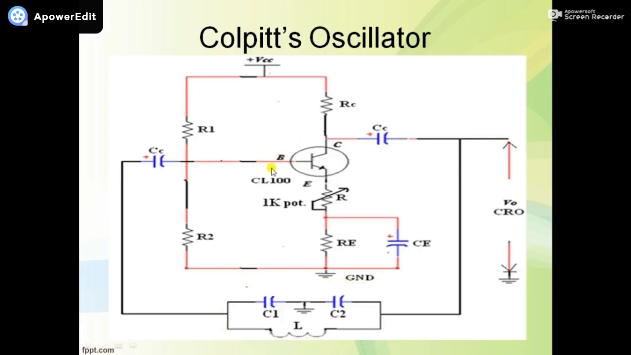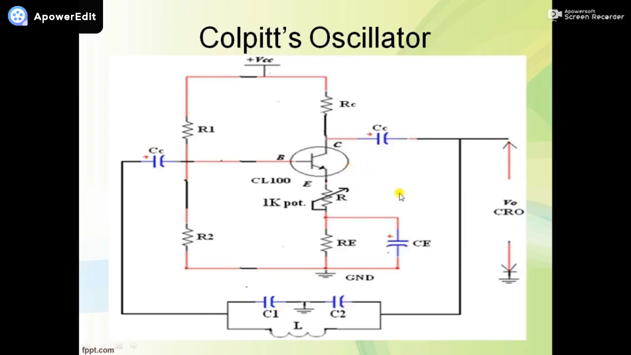According to the Barkhausen criteria, the common emitter voltage amplifier provides a 180 degree phase shift, and the LC tank provides a 180 degree phase shift. Totally, 180 plus 180 is equal to 360 degrees. So this circuit provides a phase shift of 360 degrees around one complete loop.